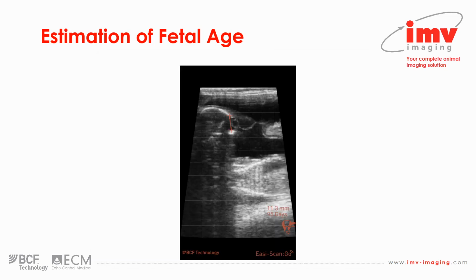And just as an example, here we have a still with the orbit visible. You can see the calipers with the red line measuring orbit diameter, and just to the right of that red line you can perhaps make out an oval shape, which corresponds to the lens of the eye.